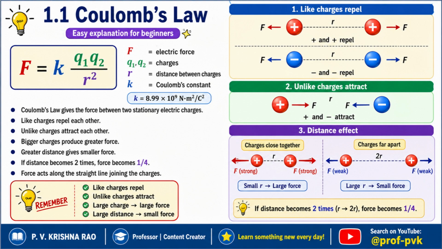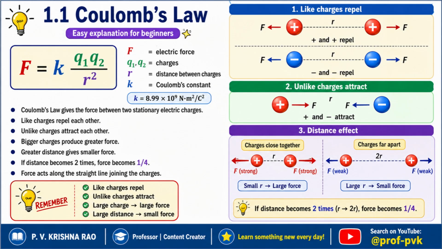Next, I have taken, for example, both negative charges. That means like charges only. The distance between them is r. That's why we are getting a repulsion force as shown in the image. That is F is equal to K into Q1 Q2 by R square.